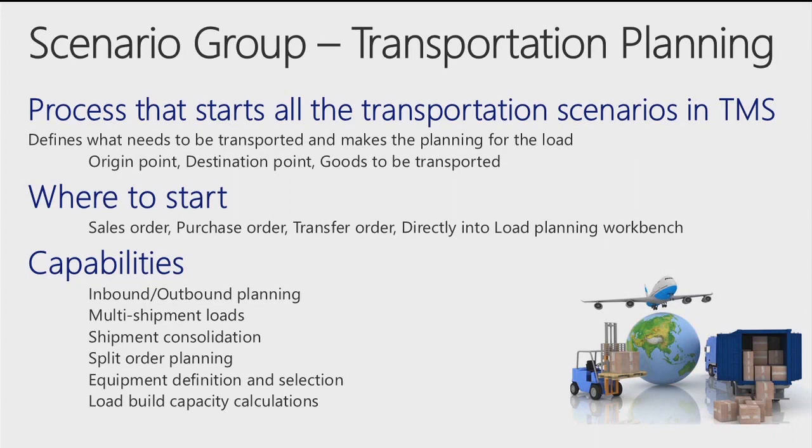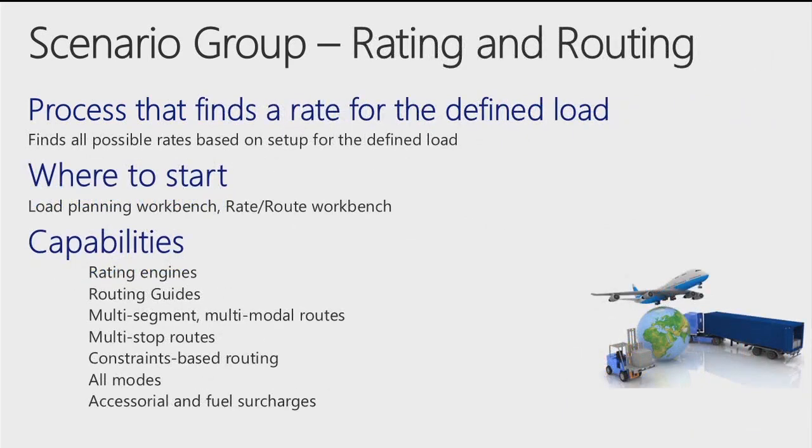Some of the keywords to mention in this area are that we are capable of doing inbound and outbound transportation planning. We can do multi-shipment loads, we can consolidate shipments, and we can split orders into several loads. We are able to define our own equipment and then monitor the capacity building as we put more order lines into that load. Once we have done that, we have defined our load and the origin and the destination point, we can then continue to the rating and routing process.